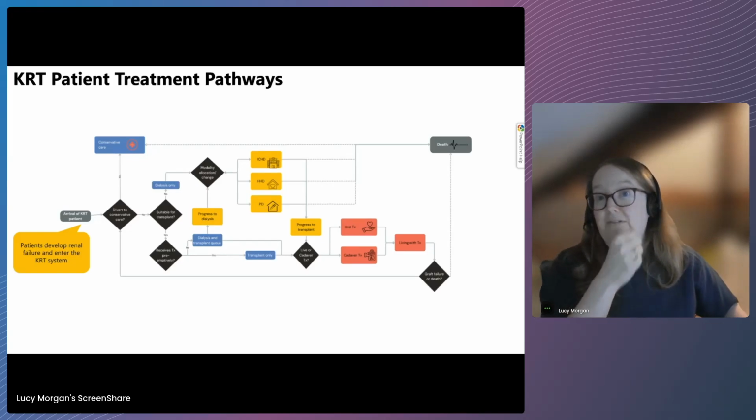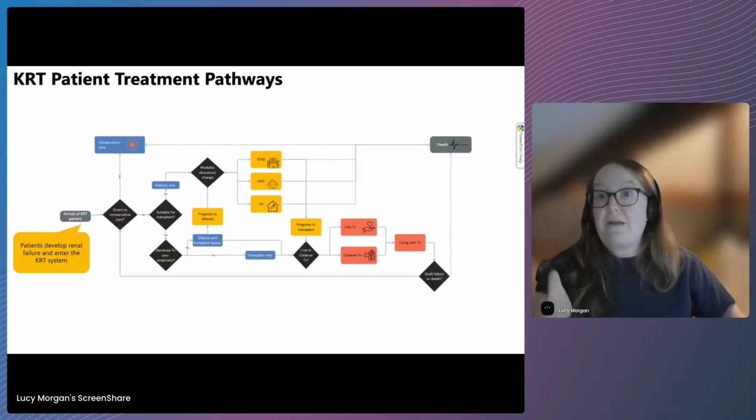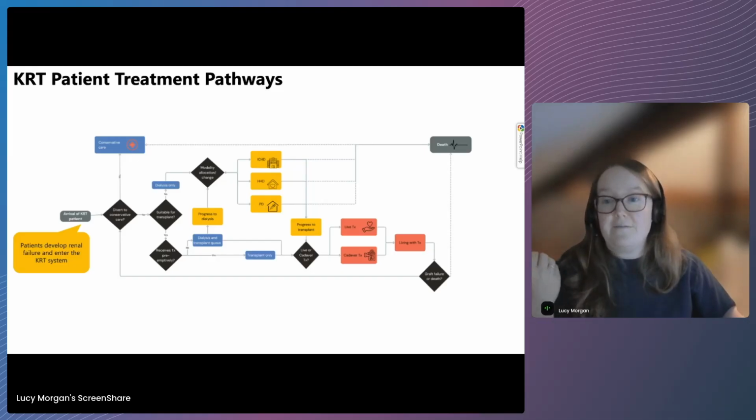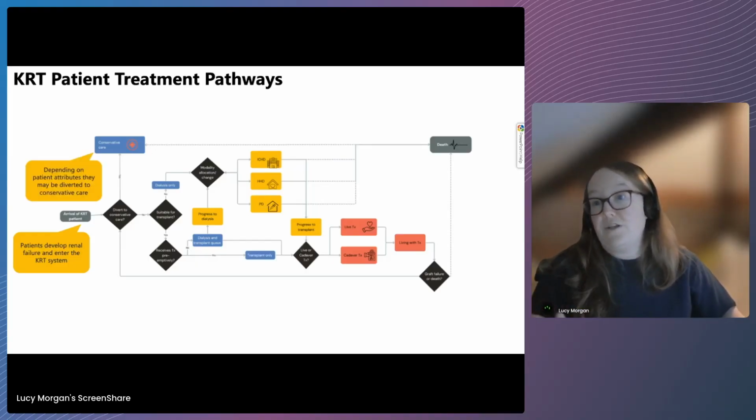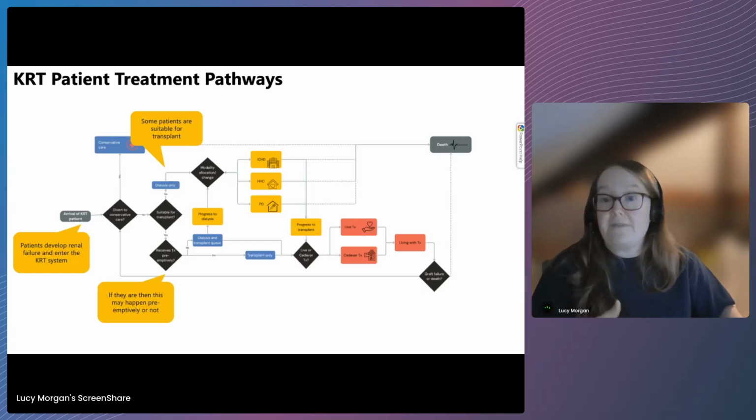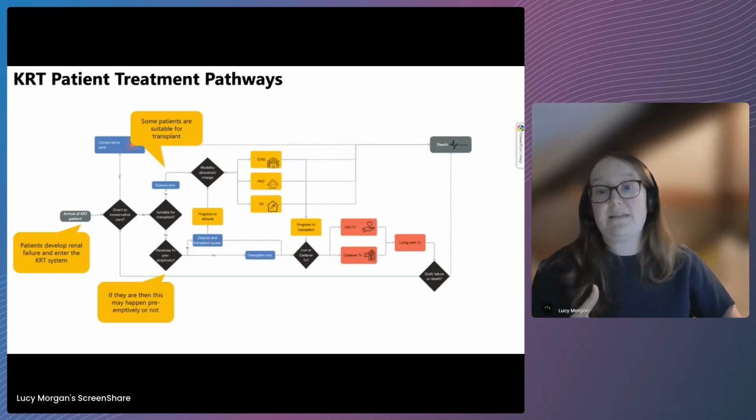So in our kidney replacement therapy capacity model, patients develop renal failure. So we've got that push through or incidence of people developing kidney replacement therapy from the CKD model that pushes people into this model. They then could go to conservative care, which means they don't actually receive care for kidney replacement therapy, but they are given almost like palliative care. Some patients might be suitable for transplant, and if they are, then they could have that preemptively, which means they have it before starting any dialysis or other treatment.